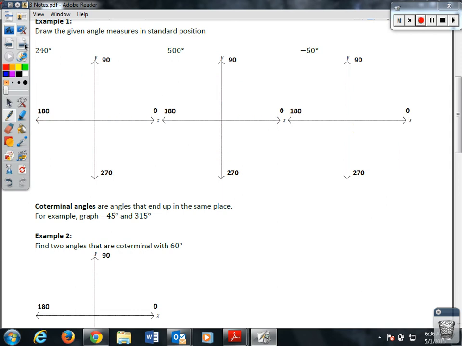Let's look at a negative 45-degree angle, which I'm just going to draw on the xy plane we have up here. Negative 45 is going to look something like that. And then 315, we're going to go from here past 90, past 180, past 270, and we'll end up right there. If you take 360 minus 315, you get 45. So it's going to be 45 degrees less than 360, which is right here. So these are called coterminal angles. They end up in the same place.